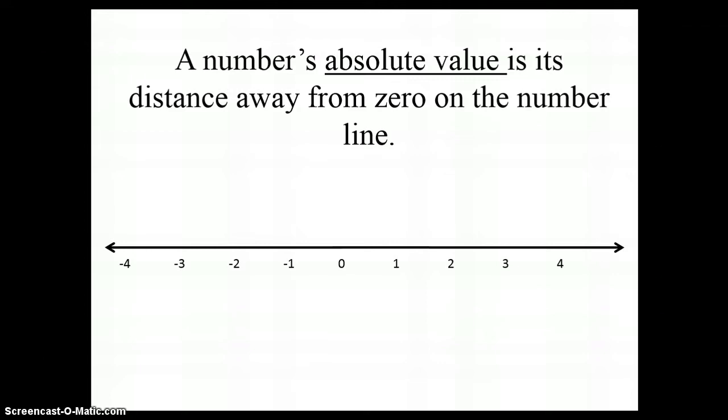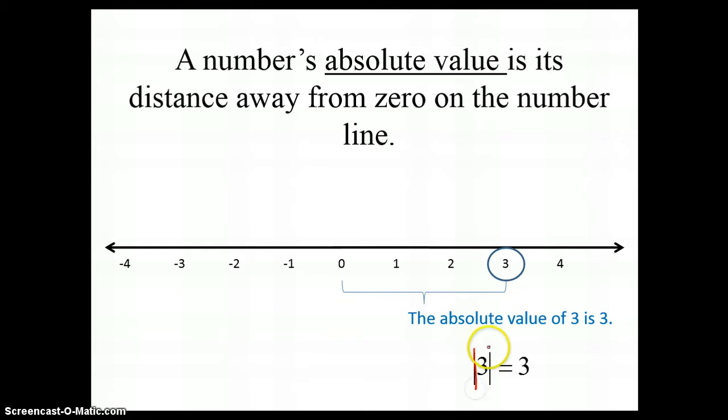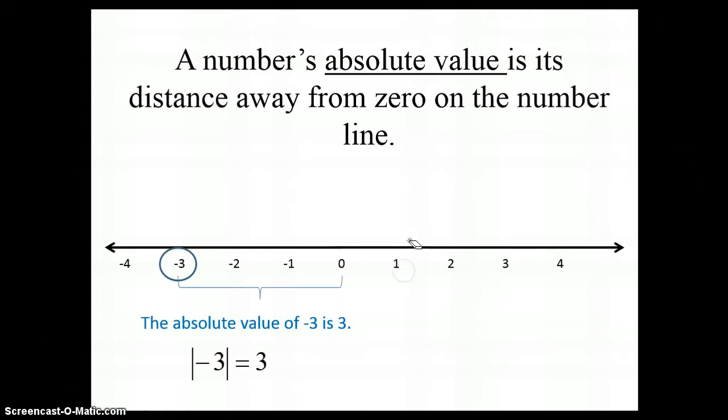A number's absolute value is the distance away from 0 on the number line. So for example, the absolute value of 3, which is written with these 2 bars on either side. This statement here is read, the absolute value of 3 equals 3, because it is 1, 2, 3 units away from 0 on the number line. -3, the absolute value of -3 is still 3, because I still need to move 1, 2, 3 units from 0 to get there.